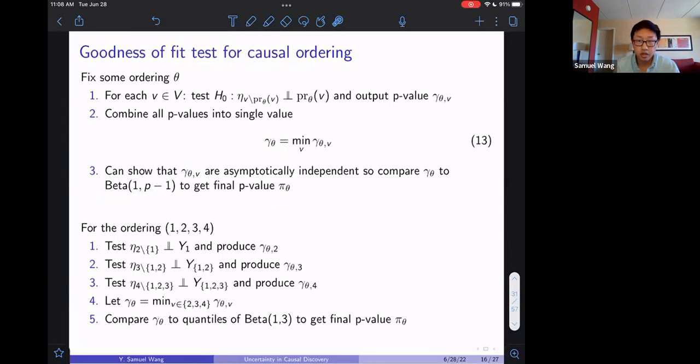Okay, so very concretely, what do we do? If we're testing the ordering 1, 2, 3, 4, we'll first consider the node 2. We'll look at its predecessors, which is y1, so we'll regress y2 onto y1. We'll look at the residuals and test whether they're independent, and this will produce gamma theta 2. We'll do this again for 3 with its predecessors 1 and 2, and again for 4 with its predecessors 1, 2, 3. We'll take the minimum of all these p-values, and then compare that minimum to the quantiles of a beta(1, 3) to get my final p-value pi theta.